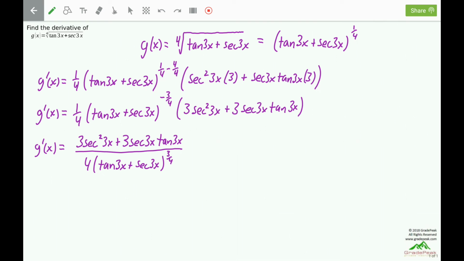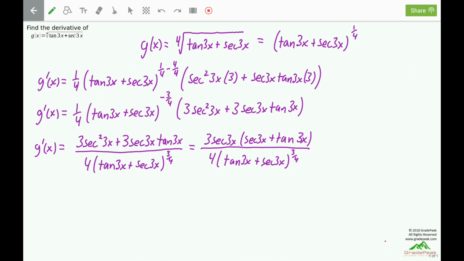We do have an optional way to write this since we can factor the numerator a little bit. So let's write the factored version as well in case that's an answer you want to give. We have a 3 and a secant of 3x that can factor out. And that will leave us with a secant of 3x plus a tangent of 3x. And all of this over that same denominator. The denominator cannot be simplified any further, so just over 4 times the tangent of 3x plus the secant of 3x, and then quantity to the 3/4 power. So there's two different ways to write the derivative g prime of x.